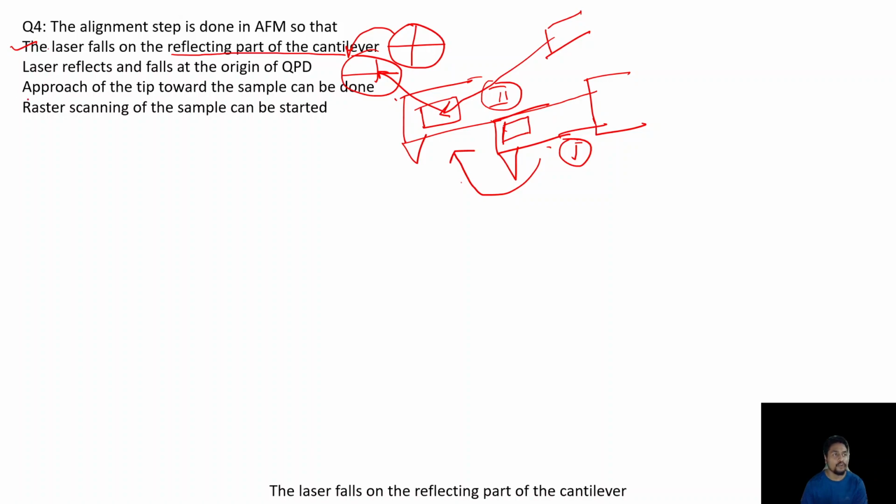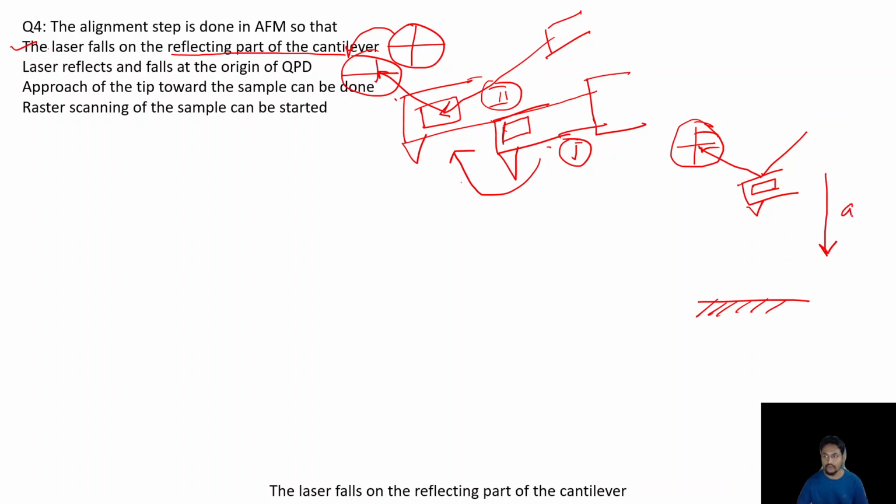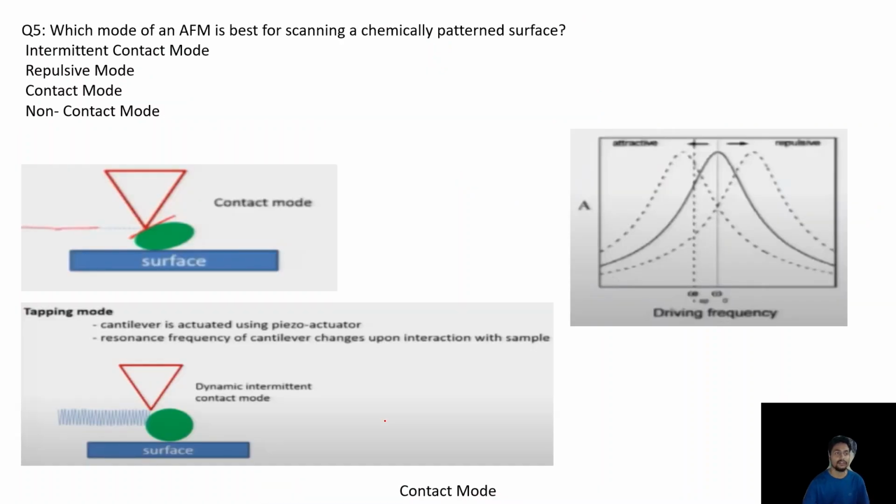Normally, the approach comes after all these things. Let's say this is the cantilever tip, this is the position of the QPD detector, and this is the surface. Now it comes down, and that is called the approach, and this is called the alignment. So alignment is nothing but the laser falling on the reflecting part of the cantilever. So this is the answer.